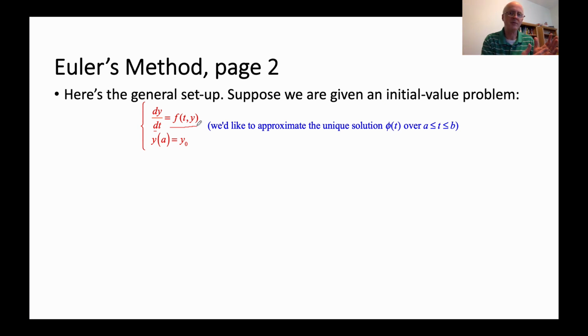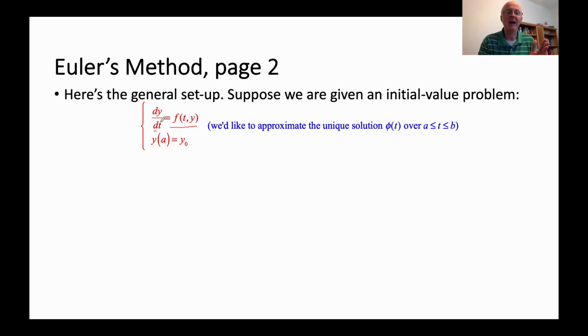It can involve both t and y. This is a harder kind of situation. T is a variable. It's time. Y, at least in this setup, is a variable, though it ultimately depends on t. It's a function of t. It's the phi of t.